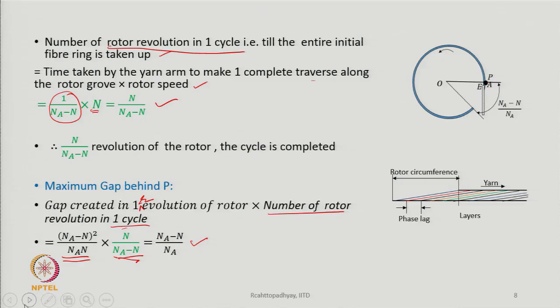And now onwards, the layers of fibers which will exist within the rotor will look like this. That is, if this is the yarn formation point P, then you see these are the layers lying one on the top of the other, and there is a phase lag between them.